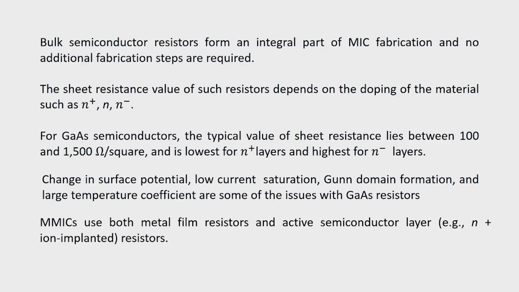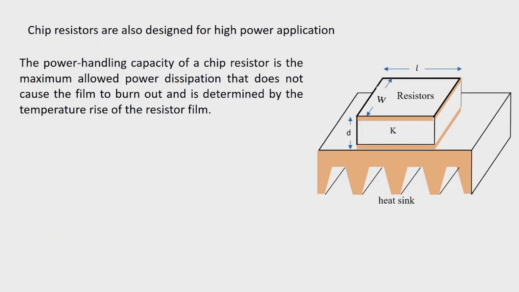MMICs use both metal film resistors and active semiconductor layer, for example, N plus ion implanted resistors. Chip resistors are also designed for high power application, and power handling capacity of a chip resistor is the maximum allowed power dissipation that does not cause the film to burn out and is determined by the temperature rise in the resistor film.